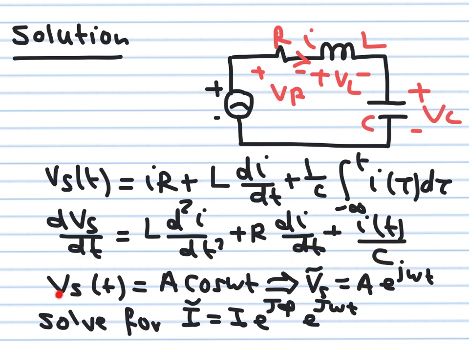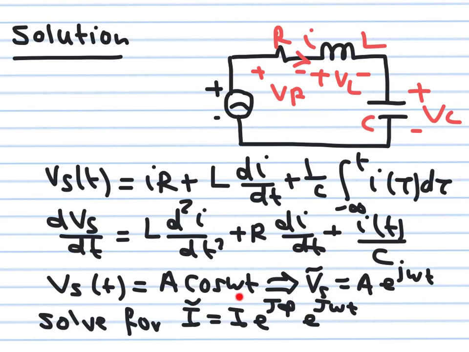We know that our source is A cosine omega t, but I'm going to be using complex forcing functions. So I'm going to write this one as A multiplying e to the j omega t. This is now my excitation. It's a sinusoidal signal. Its amplitude is A, and its phase is 0. But I'm not going to write it as A cosine omega t. I will write it as A e to the j omega t. Now, my target is to solve this differential equation for the current. So I'm going to assume the current to have this form here, I e to the j phi e to the j omega t.